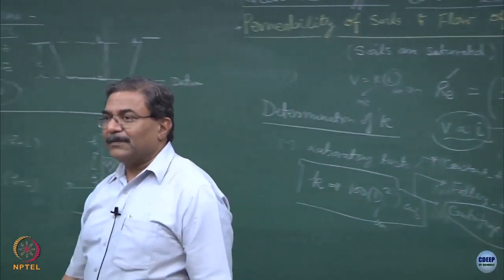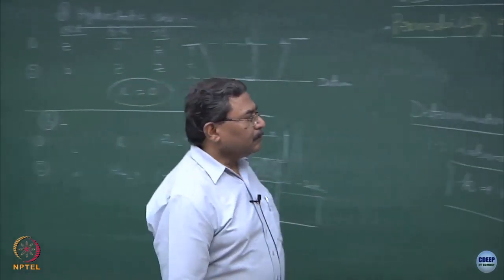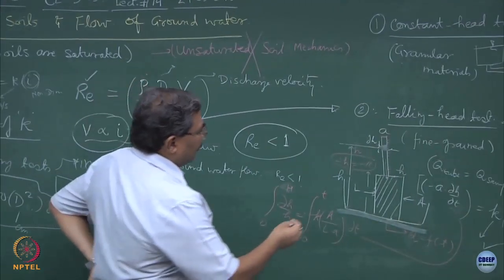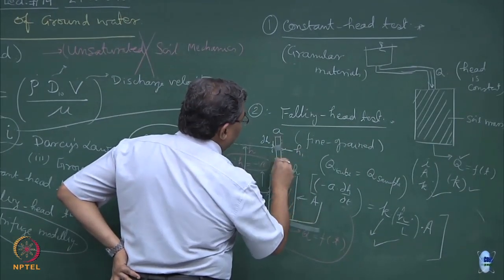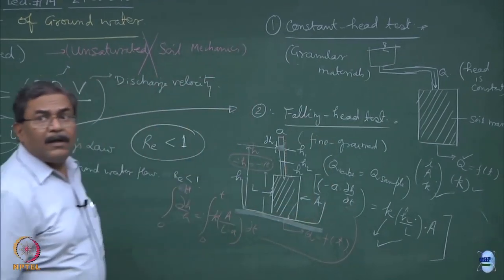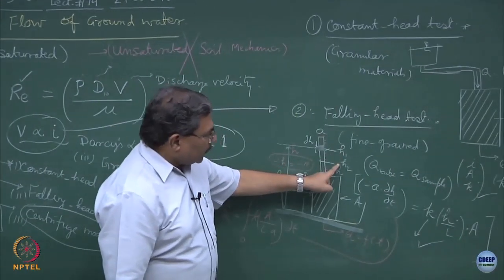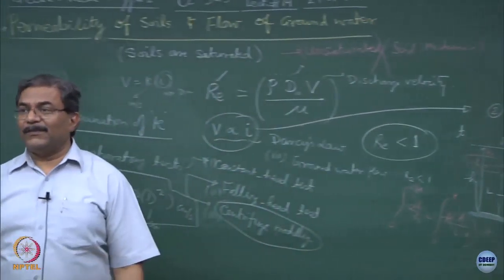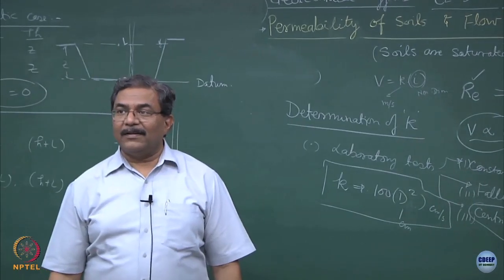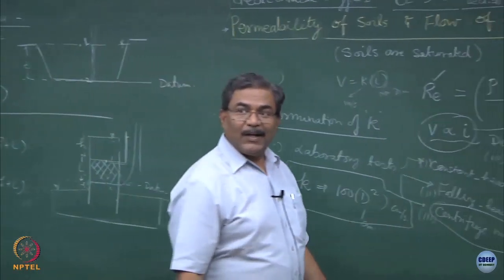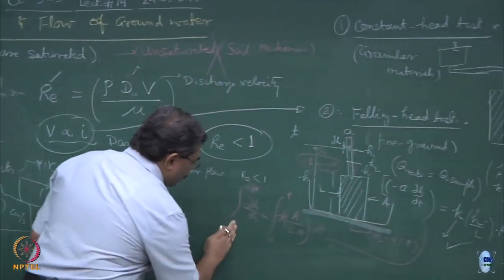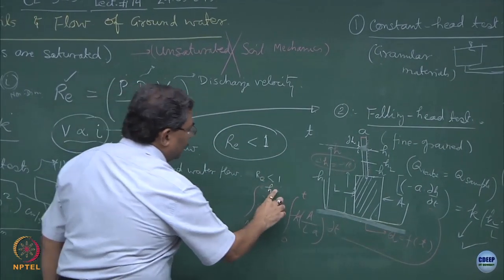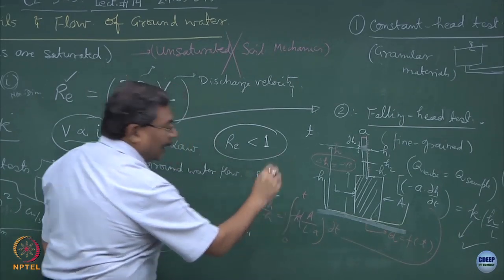Repeat it. Integration. Choice is mine. I might be doing this experiment to measure H1 and H2, and fall in H1 to H2 is in a given time t, that is it. Got it? So, basically this is going to be from H1 to H2 in a time 0 to t.